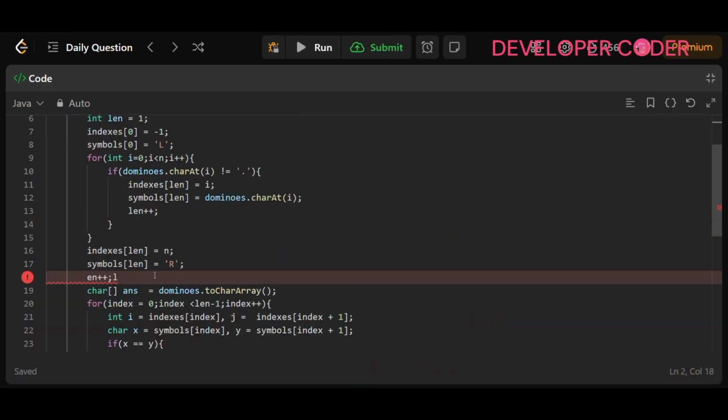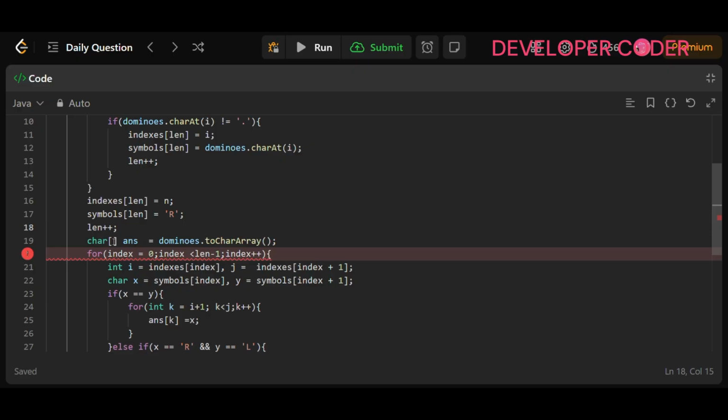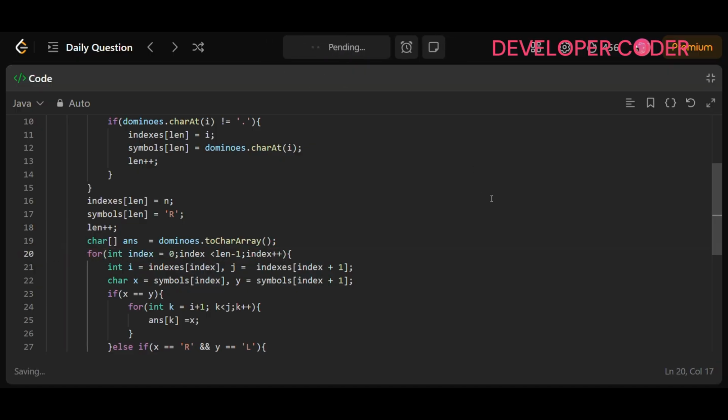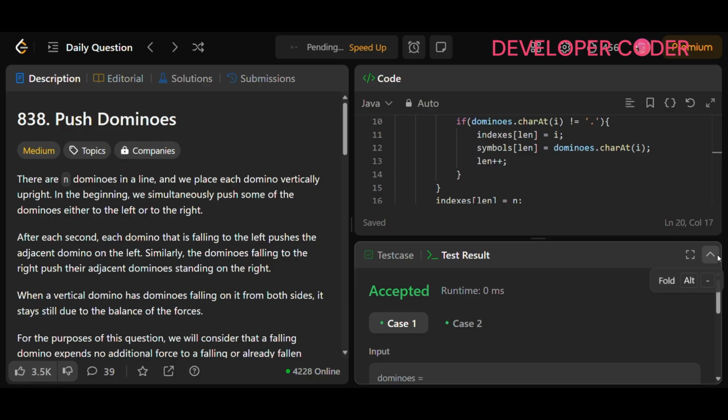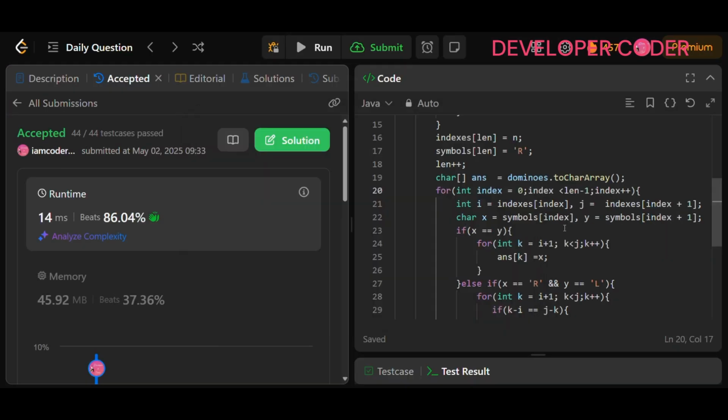So here it should be length plus plus. Now let's run it again. Here also we haven't initialized it, so here int. Let's run it again. See, all the test cases have been accepted. Now let's submit it. The time complexity of this problem is going to be O of n, since we are running one single for loop.